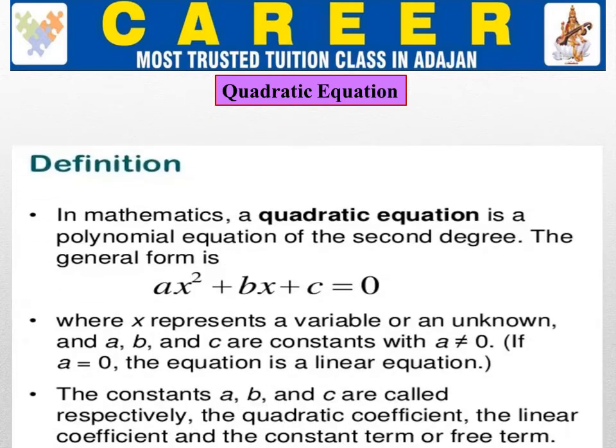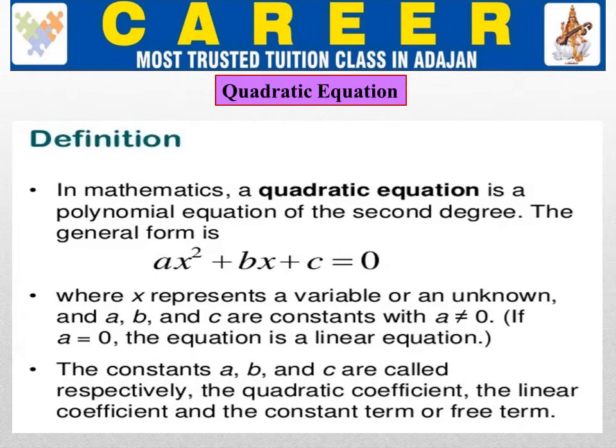So quadratic equation, what is the general formula? In mathematics, a quadratic equation is a polynomial. As we see in chapter 2 on polynomials, a quadratic equation is a polynomial of the second degree. The general formula is ax square plus bx plus c is equal to 0. This equation is in one variable, x, where x represents the unknown, and a, b, c are constants, with a not equal to 0.